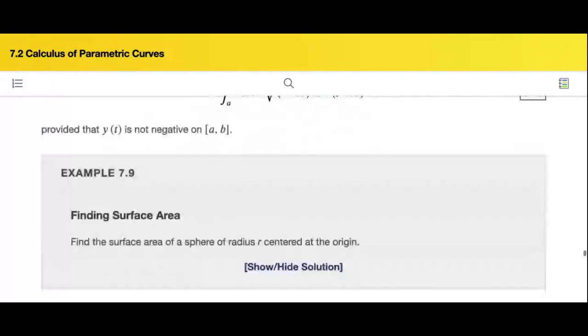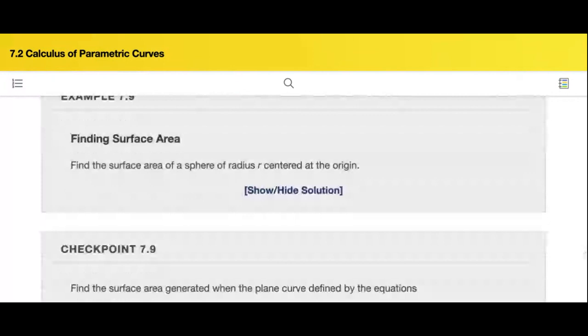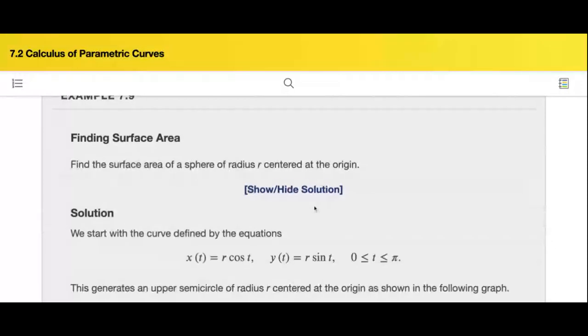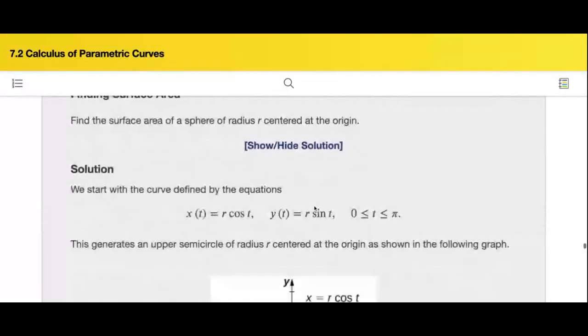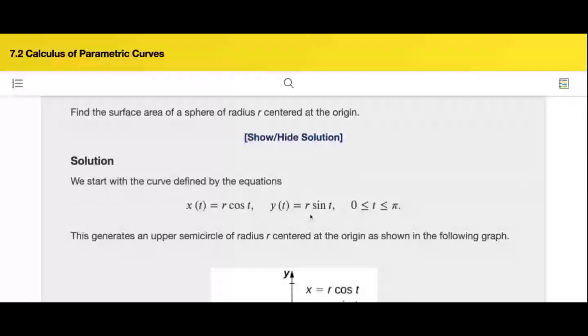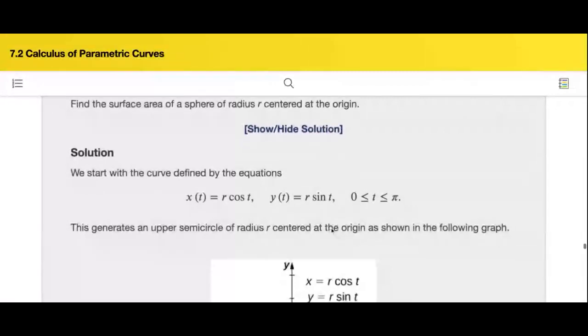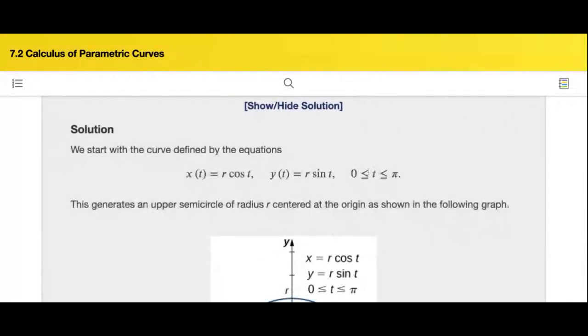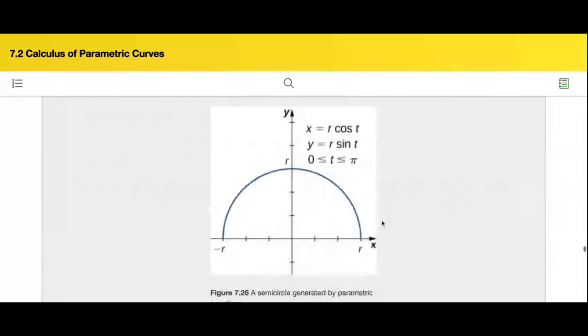Let's see an example. So this is find the surface area of a sphere of radius r centered at the origin. So for the sphere, we have in 2 dimensions x equals r cosine t, y equals r sine t, and t runs from 0. So think about the curve, right? T runs from 0 to pi. Think about this.